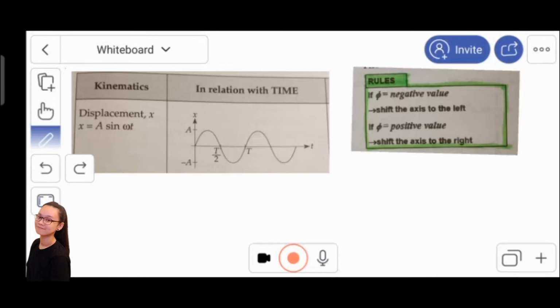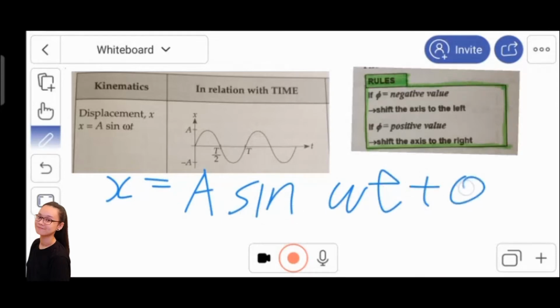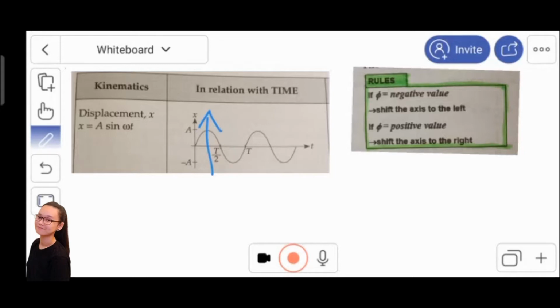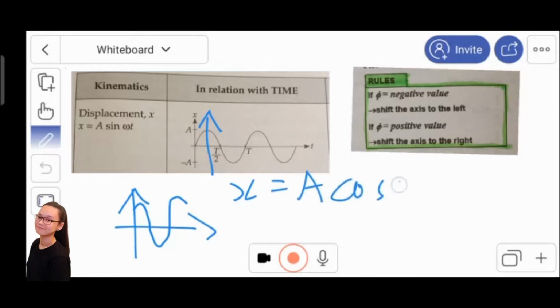We learned about the formula of displacement in the previous subtopic, which is S equal to A sine omega t plus phase angle. Since the graph here starts at 0, we have no phase angle, so we get this formula. In case our y-axis starts here, the graph we get is like this. It's a cos graph, so we get the displacement formula as S equal to A cos omega t.